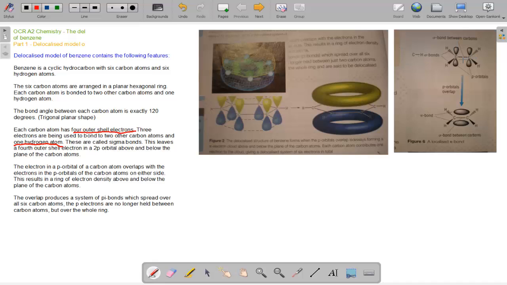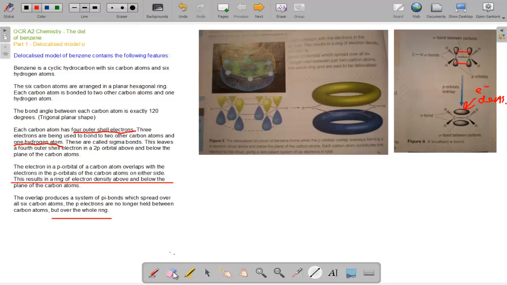If you don't know what a pi bond is, it's when the 2p orbitals simply overlap like this to form a very big region of electron density. So I'll put e-dense because I haven't got any room on my board. So this results in a ring of electron density above and below the plane of carbon atoms. The overlap produces a system of pi bonds which spread over all 6 carbon atoms. The p electrons are no longer held between the carbon atoms but over the whole ring. That is the important part.